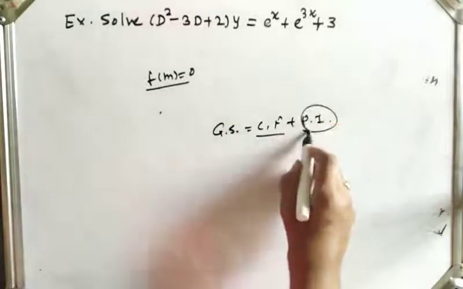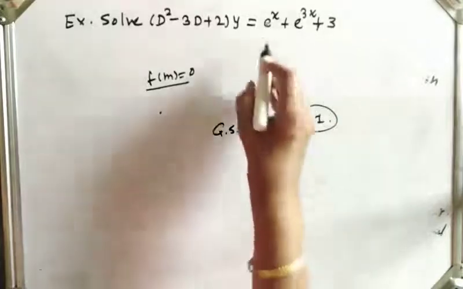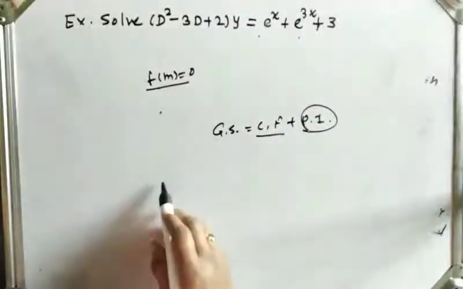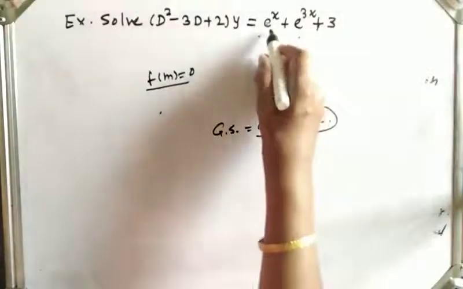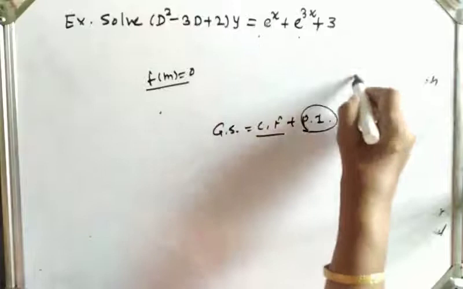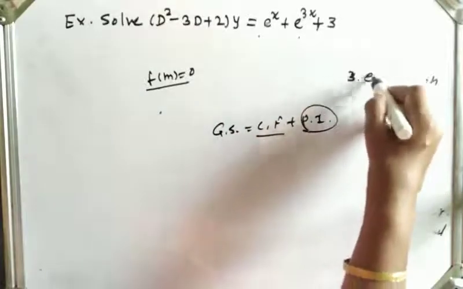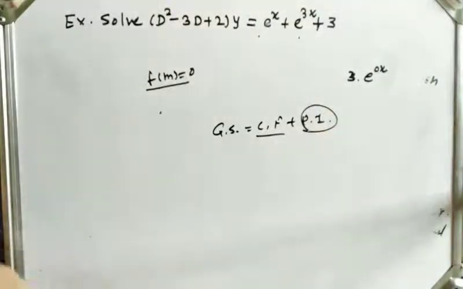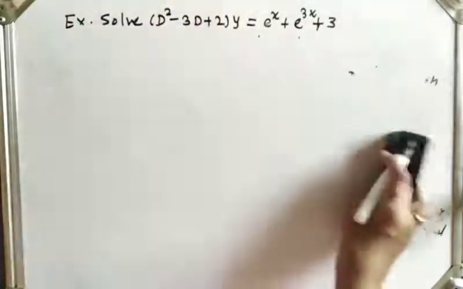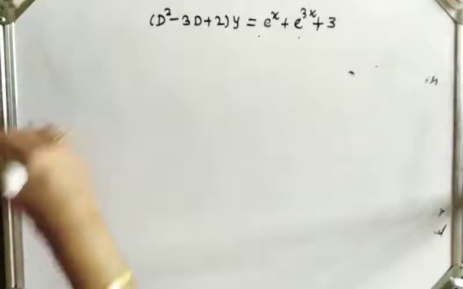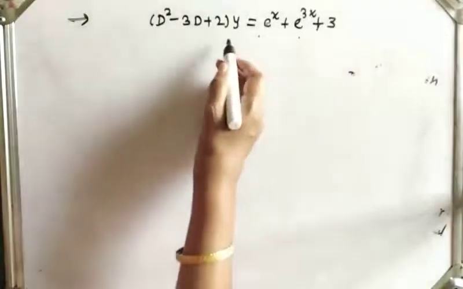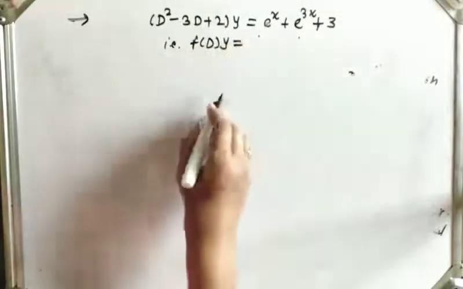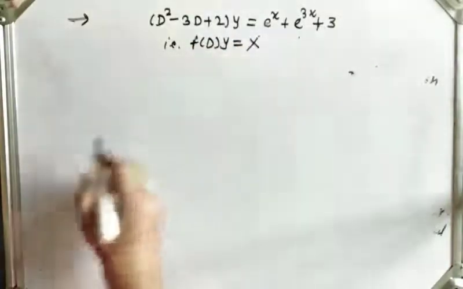Now to solve the particular integral. You can see that in the right hand side all terms are of the form e raised to ax. So e raised to x, e raised to 3x. Here there is only 3. 3 can be written as 3 into e raised to 0x, because that is 1. Okay, so now let us solve it. So this is the given equation. We can write it as f of D into y is equal to X. This is our X now.